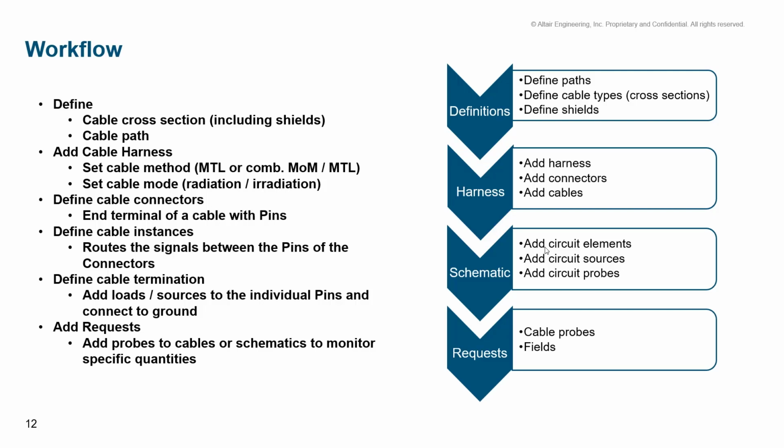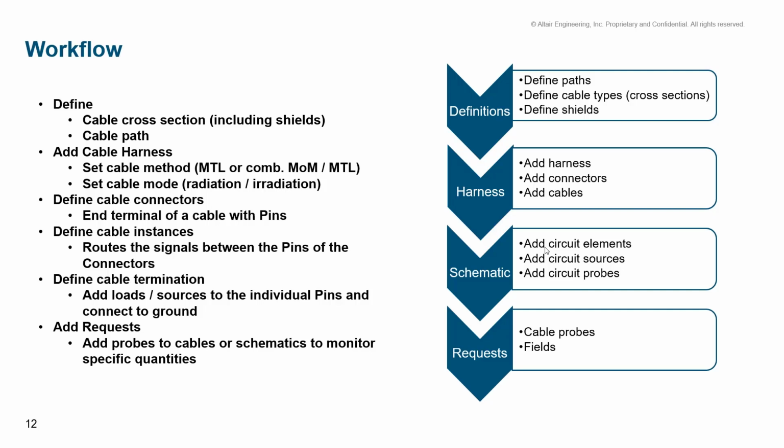It starts with defining a cable cross section, which is basically what type of cable you want to define, and you define a cable path, basically a path which goes from, say, A to B, and you define that by giving a set of points.